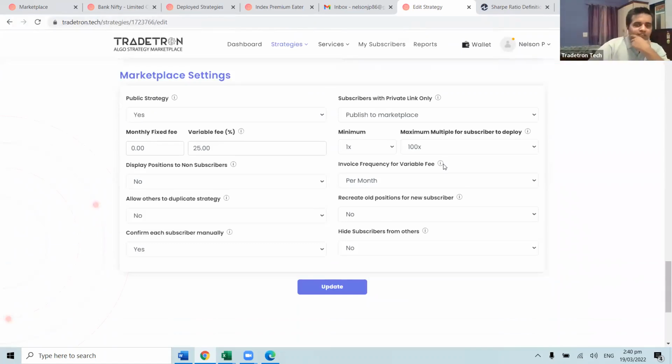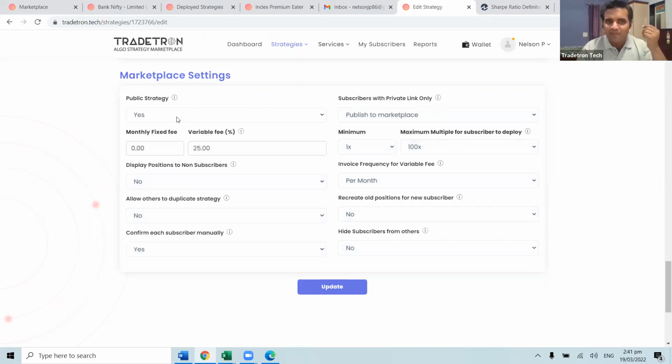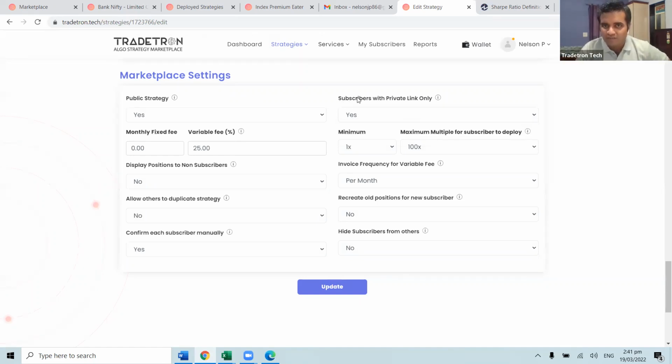So now we are at marketplace settings. Initially this will be no. I will discuss each and every parameter over here. First of all, what is a public strategy? A public strategy is when you want to share your strategy with your friends or the general public on the marketplace. Initially the settings of the strategy will be like this. All I have to do, in order to share it with clients or put it on the marketplace, is change this to yes. Once I make this yes, this strategy will automatically be visible on the marketplace. If I want to publish on the marketplace, I will put it on the marketplace. Or if you change this to yes, it means it is available to your subscribers with a private link only.